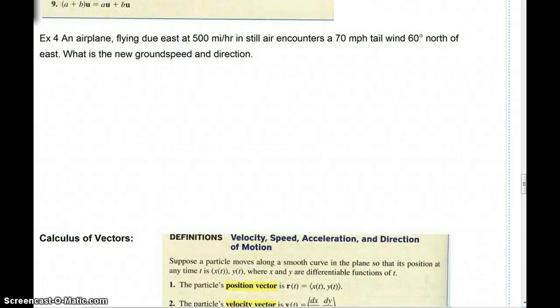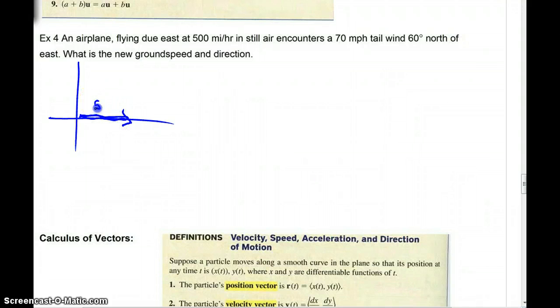Okay, looking at an application problem here. An airplane flies due east, 500 miles per hour. So we can envision a vector, 500 miles per hour going due east. Component-wise, that would be the vector 500, comma, 0. The tip of this arrow would be 500 units to the right of the origin. And of course, due east is an angle of 0.